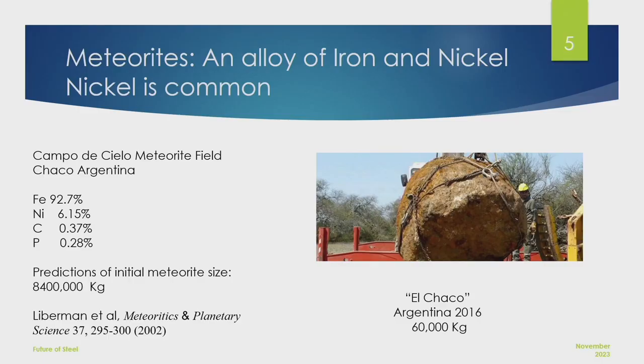This is a picture of a meteorite sample from the El Chaco region in Argentina. And it's 60,000 kilograms. And this original meteor, if you take all the bits as it broke up, was about 840,000 kilograms. So, enormous meteor, this was. You can find others. And I just want to note the chemistry. It's 92% iron, 6% nickel, small amount of carbon, small amount of phosphorus. So it's an iron-carbon alloy.